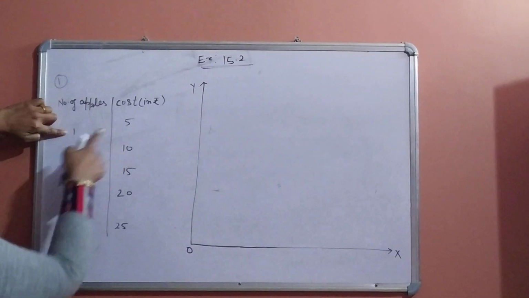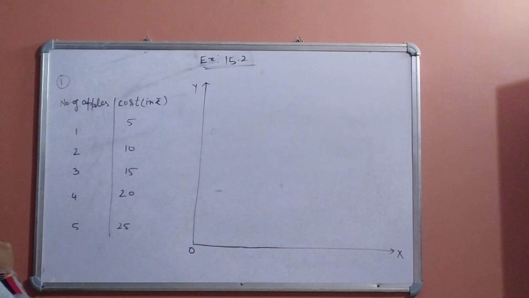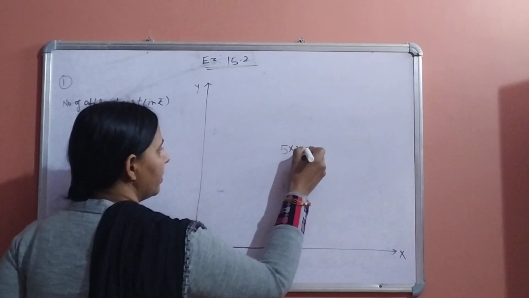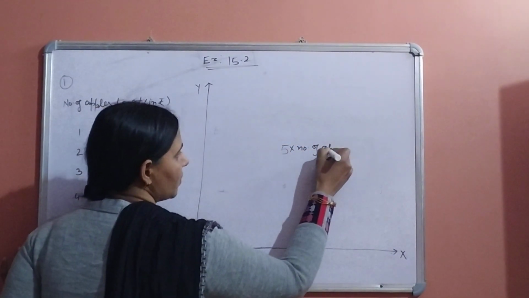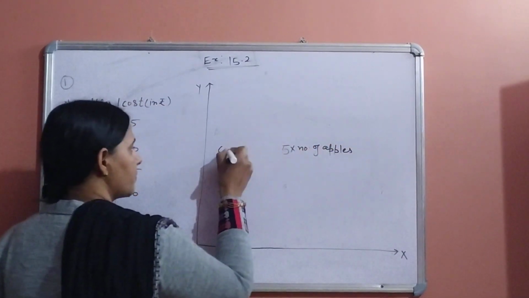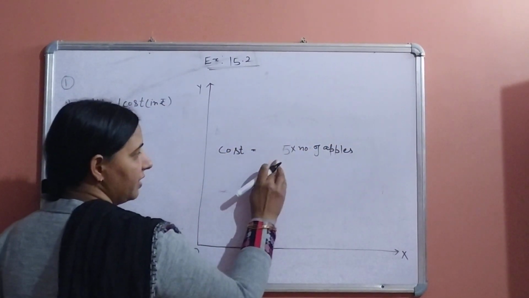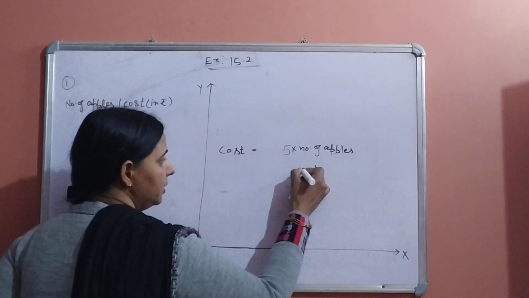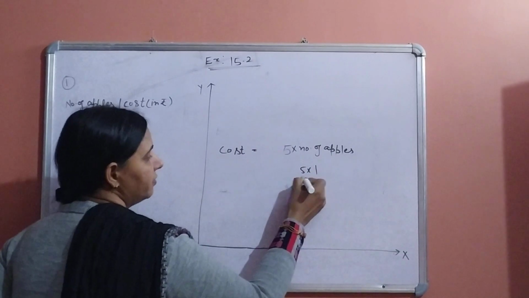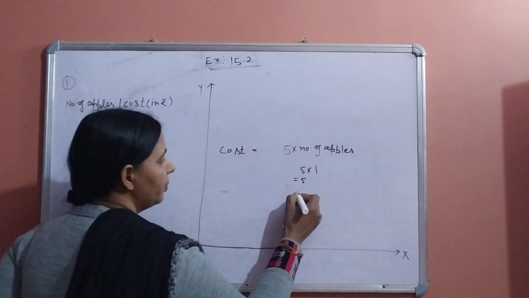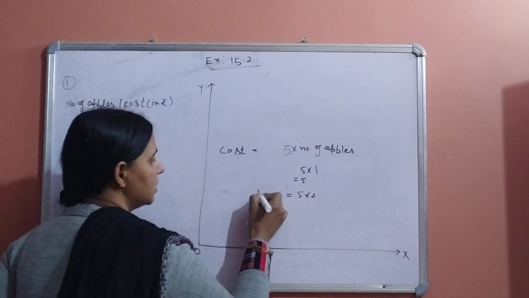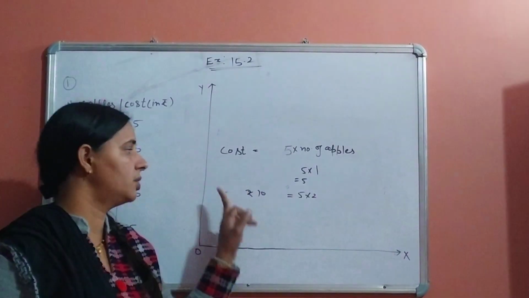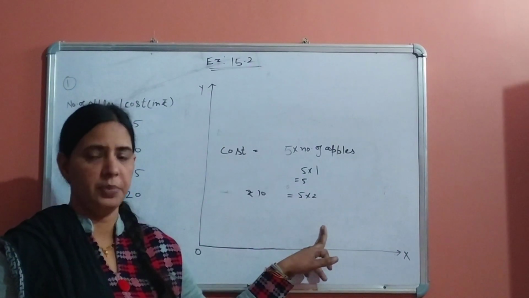Cost of 1 apple is 5, cost of 2 apple is 10. Can I write this 5 into number of apples? Cost is equal to 5 into number of apples. If there is 1 apple, then cost is 5. If there are 2 apples, then 5 into 2 cost is 10 rupees. That means this cost depends on number of apples.